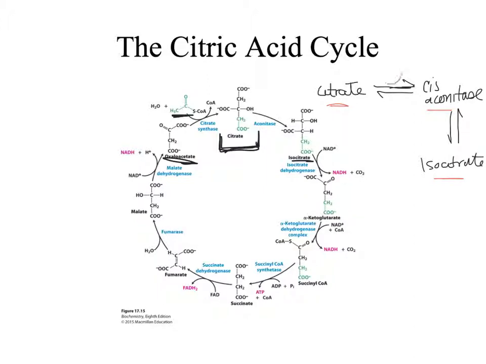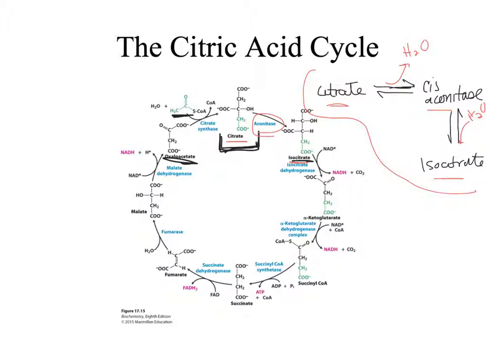So this is going to be a dehydration step. We're removing water in this step. And here we have a hydration step where we're adding water back to it, just in a different position. So this process is what represents the conversion of citrate to isocitrate via this enzyme aconitase here.